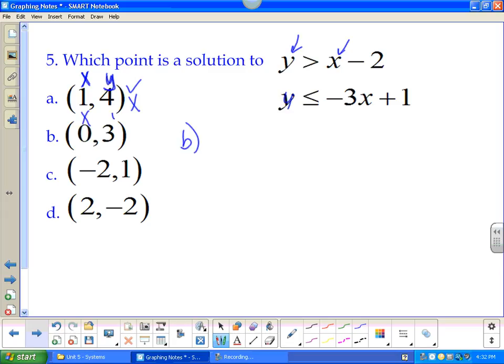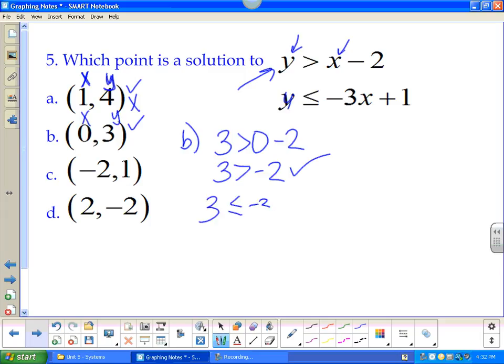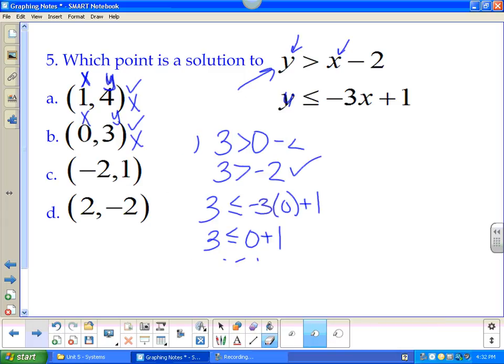So now let's test B. Again, we're going to go into the first one, this top one. So my y is 3. My x is 0. So is 3 greater than a negative 2? Yes, it is. So he gets a check. Let's see if he passes the test on the second one. 3 is less than or equal to negative 3 times 0 plus 1. So 3 is less than or equal to 0 plus 1. And is 3 less than or equal to 1? No. So he's out.